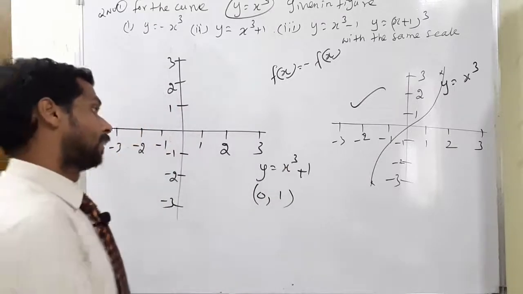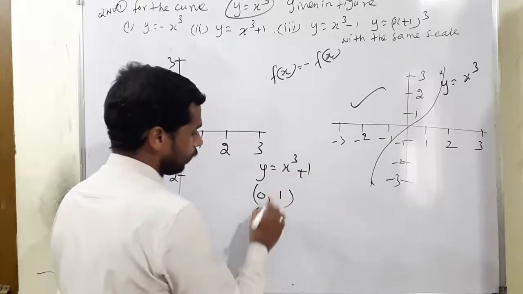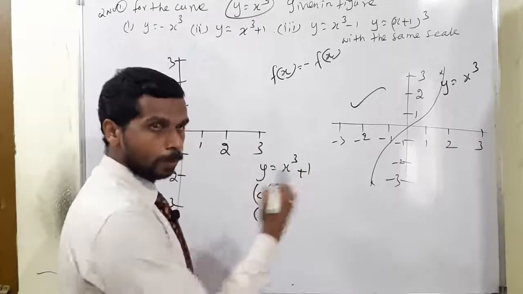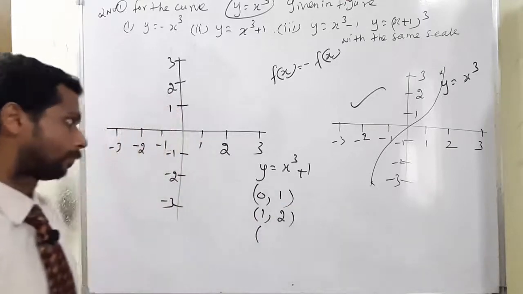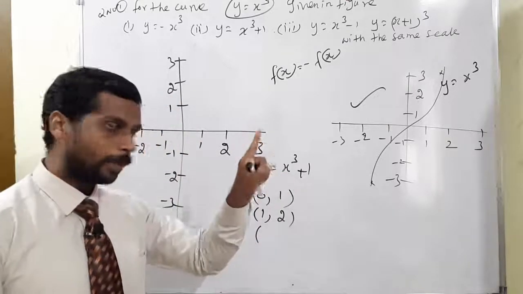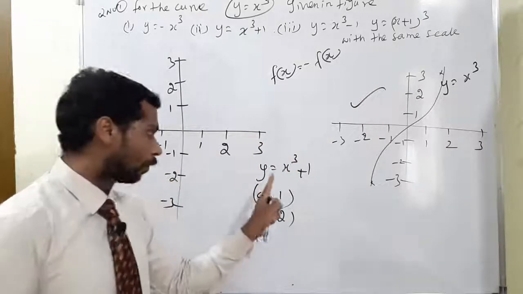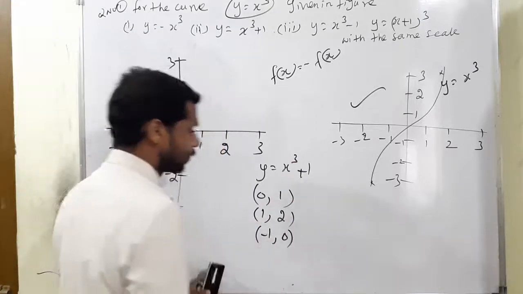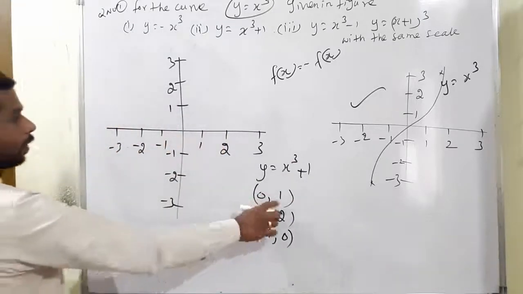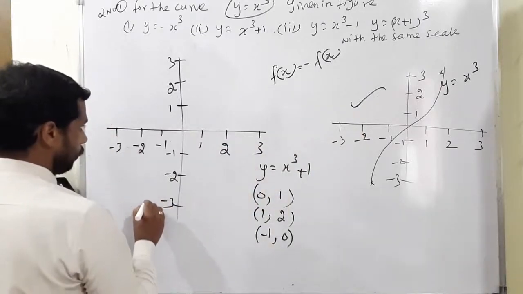Then x is equal to 1, what will happen? 1 cube means 1, 1 plus 1 is equal to 2. So 1, 2. Then minus 1, what will happen? Minus 1 the whole cube, the power is an odd number, so definitely the negative sign will repeat. Therefore negative 1 plus 1 is equal to 0. Therefore negative 1, 0. The given diagram is there, isn't it? This is the original diagram.